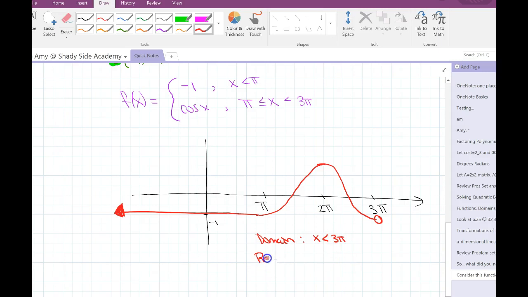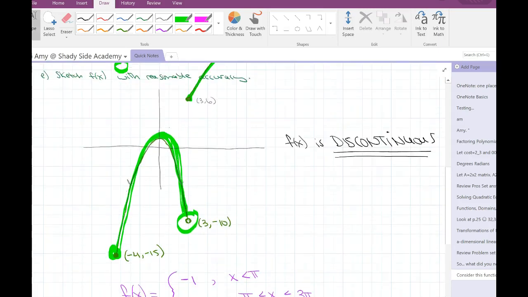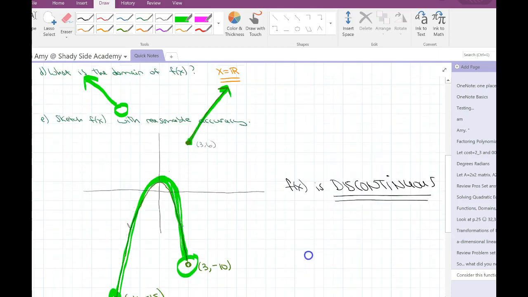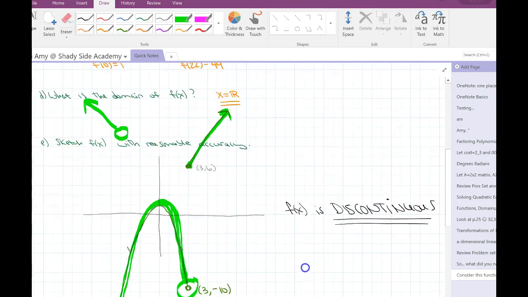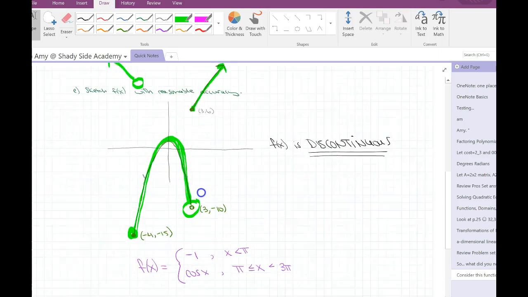What would the range be? Go ahead and tell me the range. What could y be? Yes, y could only exist between -1 and 1. As a matter of fact, let's scroll back. Tell me the domain and range of this picture here. What would the domain and range be here? Well, actually, I think we already did the domain. Yes, we did. What would the range be of this function here?